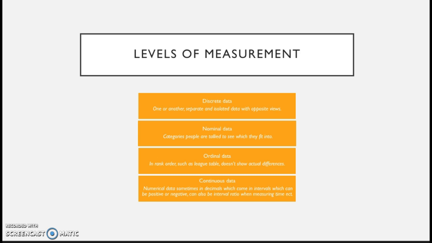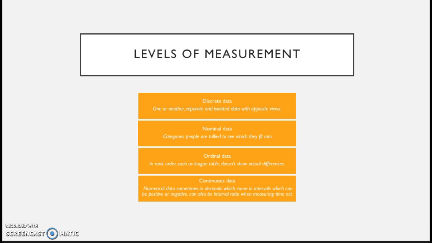Ordinal data is data which is in rank order. So this could be a league table. The disadvantage of this is it doesn't actually show the differences between first and second. It just tells you that he is first and he is second.